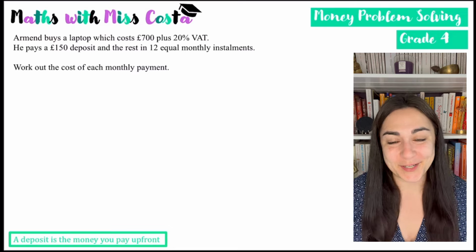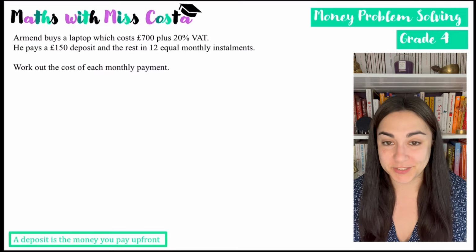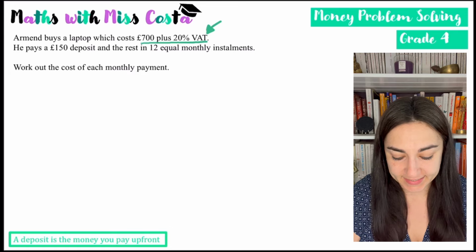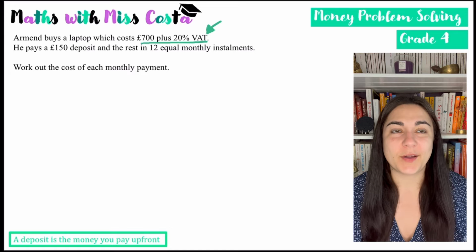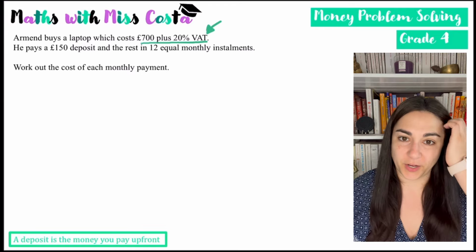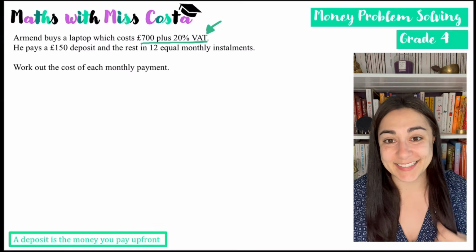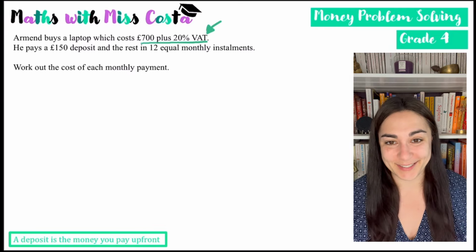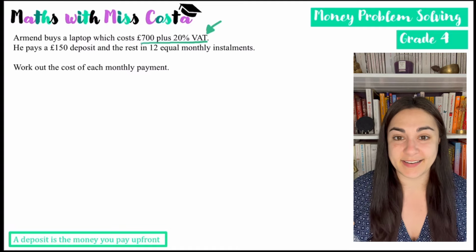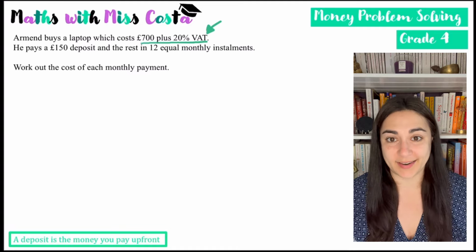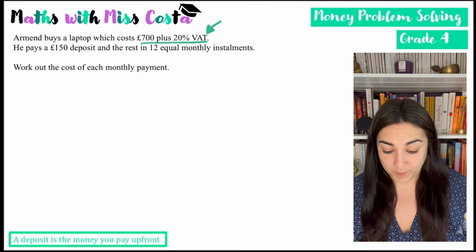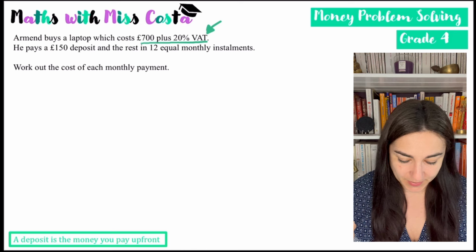Okay, so in this question, I'm being told that Armand buys a laptop which costs £700 plus 20% VAT. Now, VAT is value added tax. It is what is added on top of the cost of your item. So in America, VAT is added at the till, so you get a nice surprise when you get to the till. You think something costs something, and then they add on 20%. In England, they tend to absorb the cost of VAT into the price, so it's already included. But in this case, it's not.